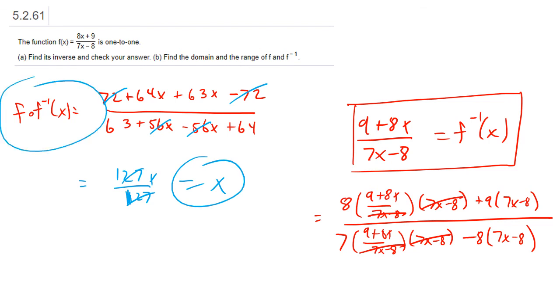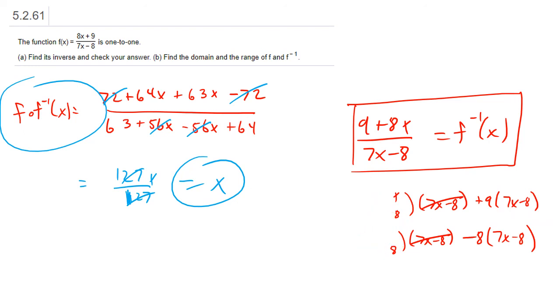We could go ahead and do this in the other order, but it should proceed more or less identically to this one. So rather than do all the same work more or less again, we're just going to move on to part B, find the domain and range.